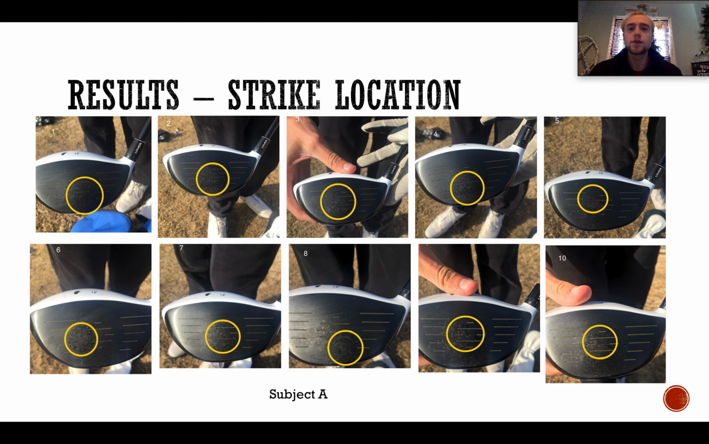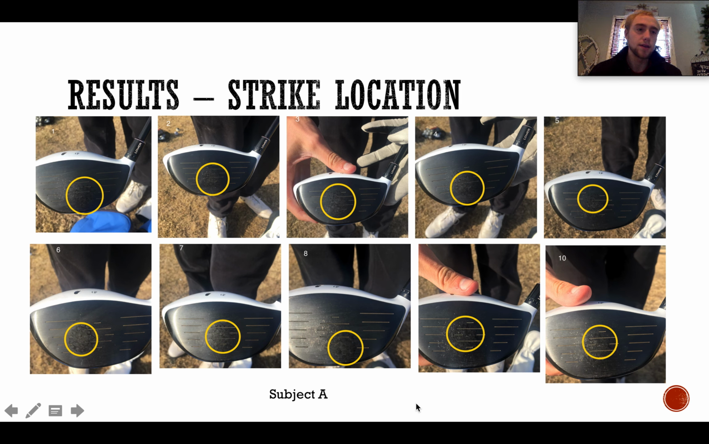So here are the results for subject A's strike location, and this is the trained subject. As we can see here, his strike locations aren't wide, they're not spread out over the club face. They're kind of all hanging around the middle. We have a few, like here on number 8, it's a little lower than the rest, but for the most part, he keeps them in a nice tight group.